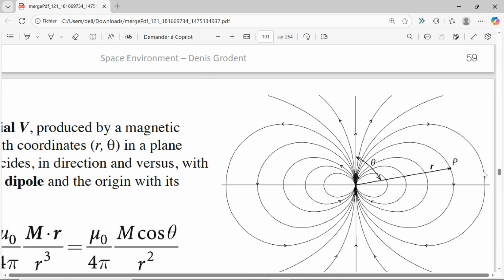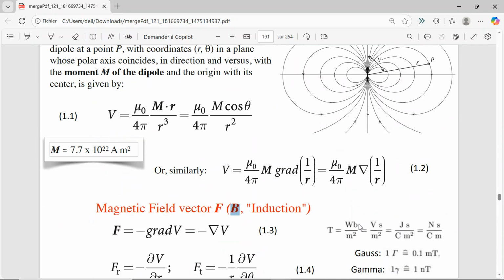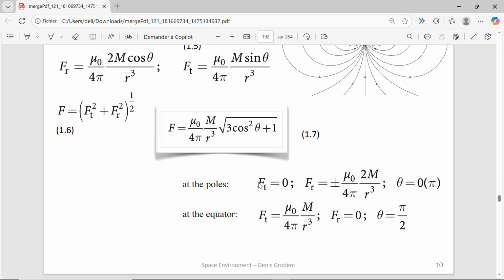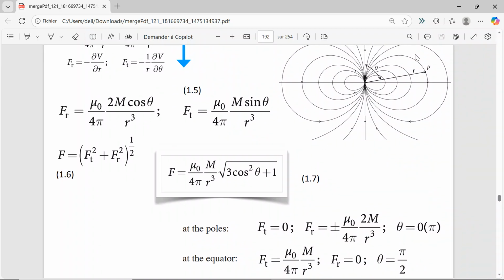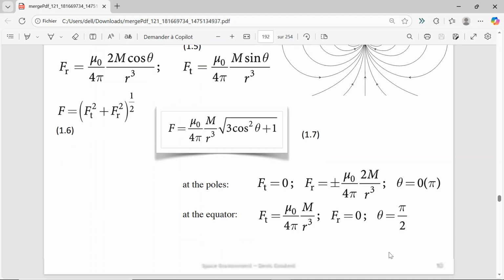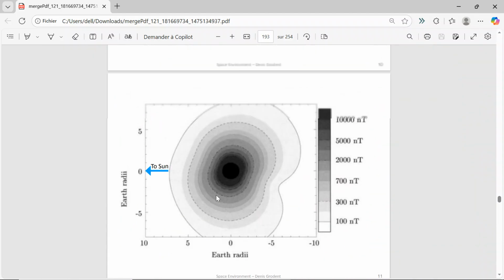You can imagine that next to the equator there will be a transverse component, while at the pole it is more radial. This is exactly what is explained in the next slide. At the pole, the transverse part is equal to zero, while it is more radial. At the equator, you only have a transverse component. This is just classical mathematics, nothing more complicated.